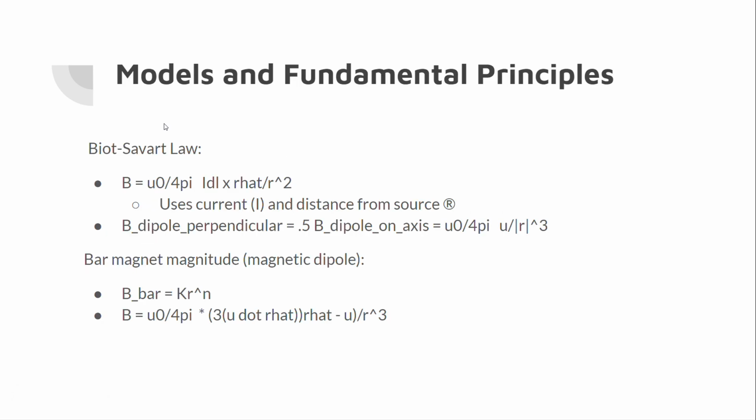This is the Biot-Savart law noted by this equation, and it uses current and distance from source R. But here is the equation for B dipole perpendicular. And this is a bar magnet magnitude, or the magnetic dipole, and here's another equation to compute that.